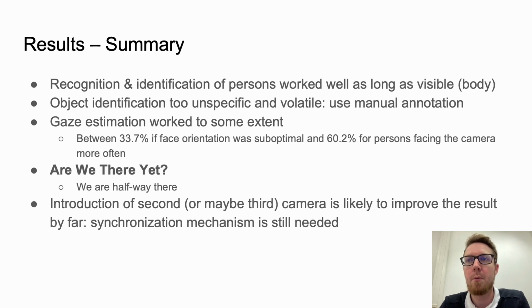For such frames where persons were correctly identified and not facing away from the camera, gaze estimation also worked to some extent, between approximately 33% if face orientation was suboptimal and 60% for persons more often, but still not permanently facing the camera. So to answer our question, if we have already arrived at automating parts of the analysis process, judging from our systematic evaluation, we estimate that we are halfway there.